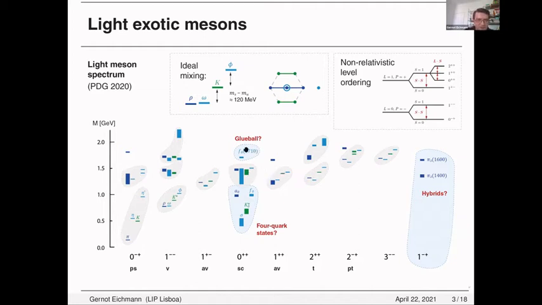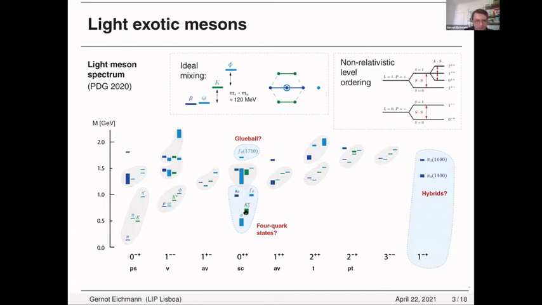For example, either the f0(1710) or the f0(1500) may be a glueball. And there are other candidates like the eta(1405), although it's not clear if these are really two different states. And the lonely guys up there could be the onset of new multiplets.